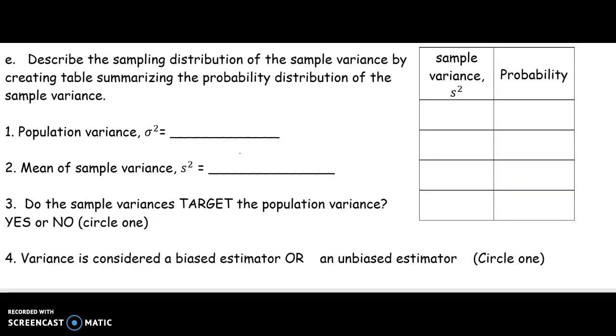Now we'll make a sampling distribution for our sample variance. So we're going to create a table that summarizes the probability distributions of the sample variance. Go ahead and create your table and then check in with me.